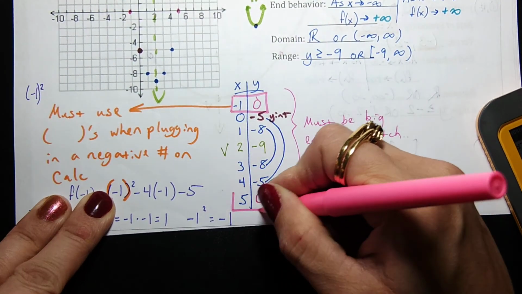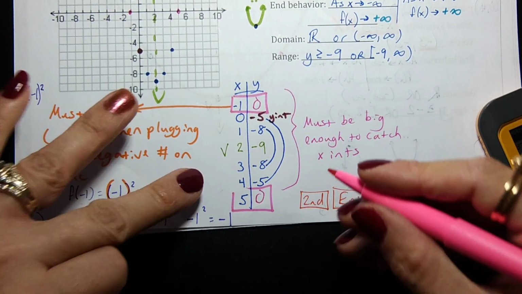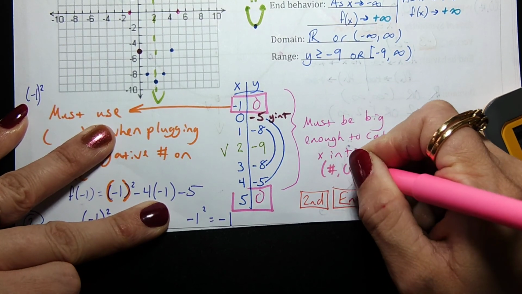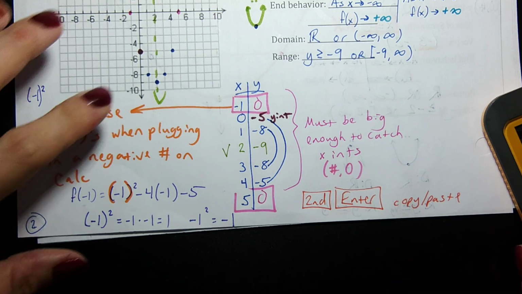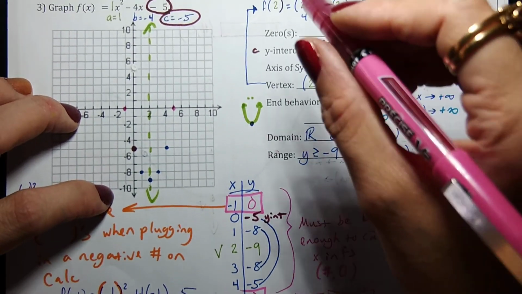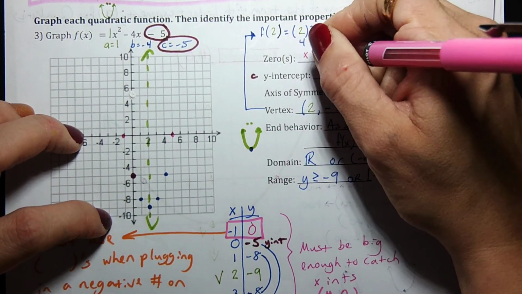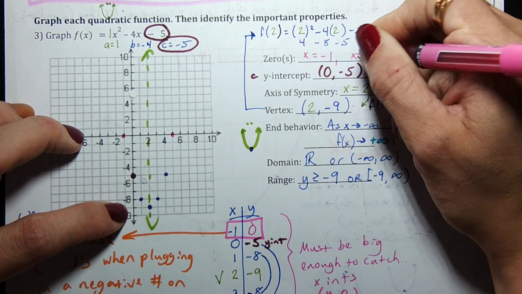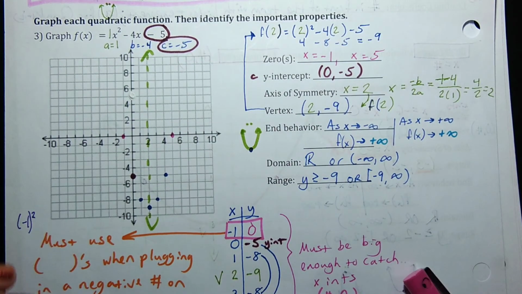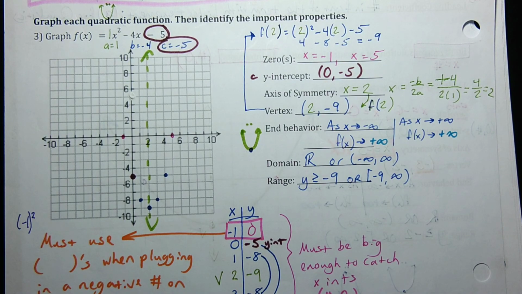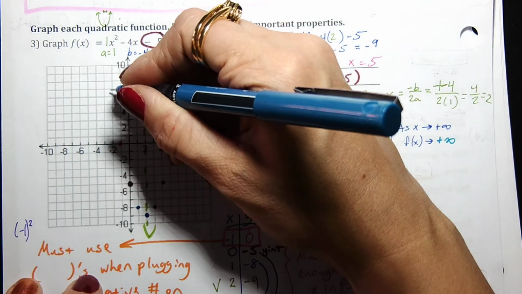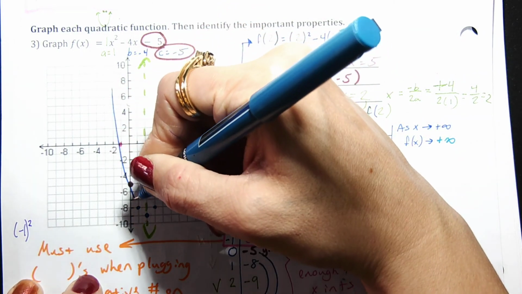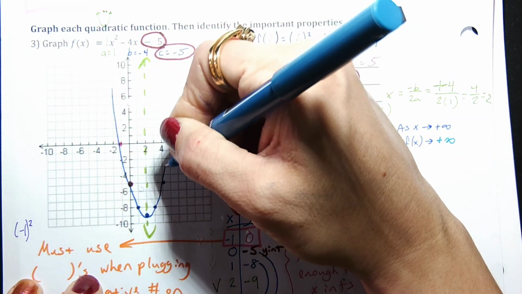My x-intercepts are a number and 0, not to be confused with the y-intercept, which is 0 and a number. So we would say our zeros are x equals -1 and x equals 5. And we now have everything that we need key feature-wise. So let's go ahead and swoosh through to make our parabola. You gotta have the arrows on the ends.